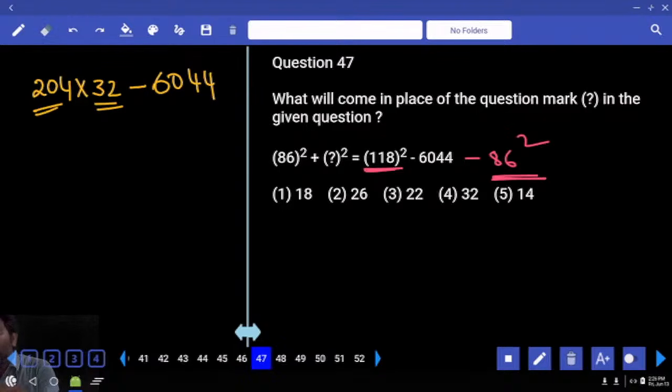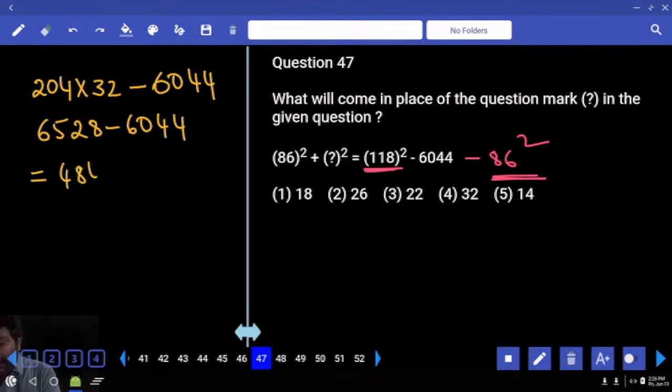32, 200 times. 2 times is 64. 200 times is this much. 32, 4 times, which is equal to 128. That I can write it as 6528. From that, if you subtract 6044, value is 484. That is 22 square. Correct?